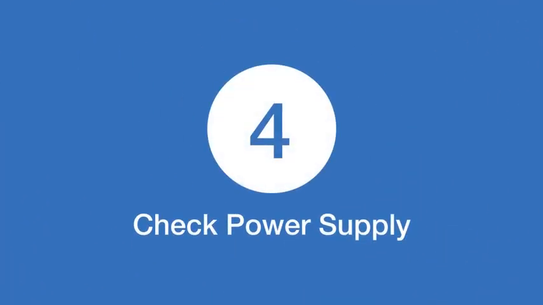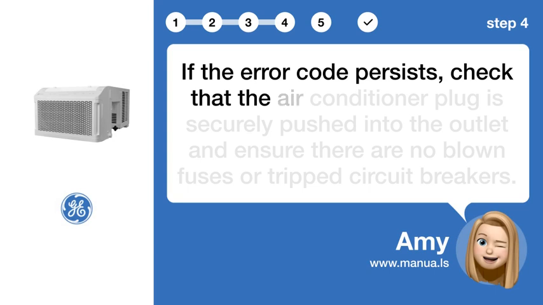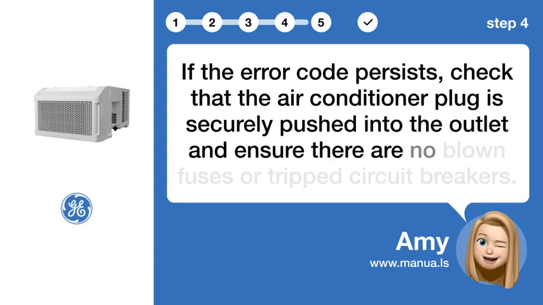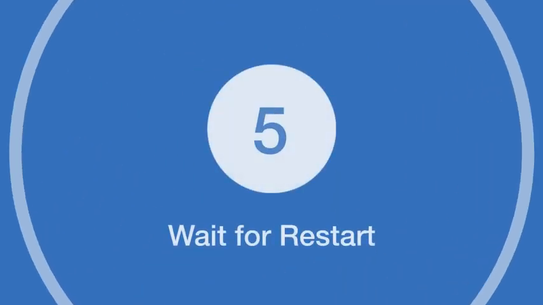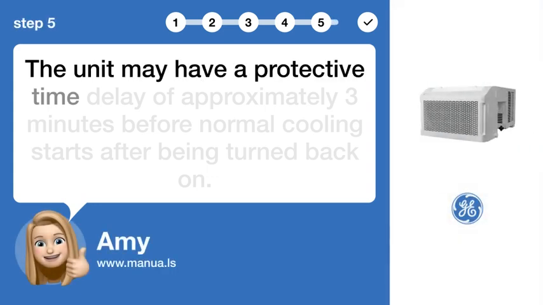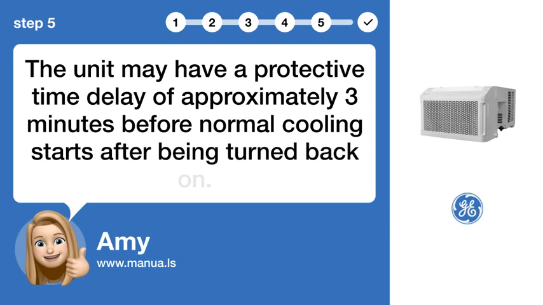Step 4. Check power supply. If the error code persists, check that the air conditioner plug is securely pushed into the outlet and ensure there are no blown fuses or tripped circuit breakers. Step 5. Wait for restart. The unit may have a protective time delay of approximately 3 minutes before normal cooling starts after being turned back on.